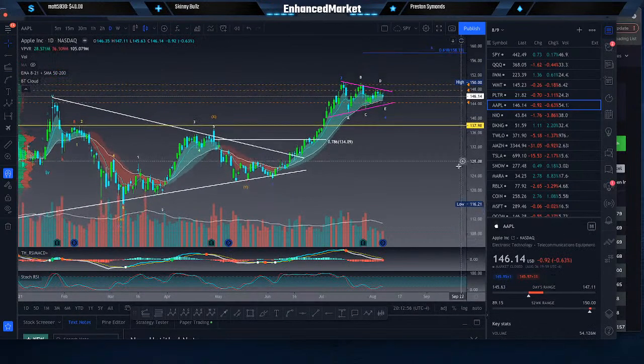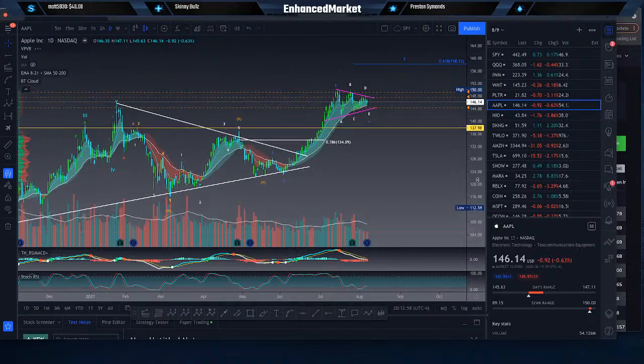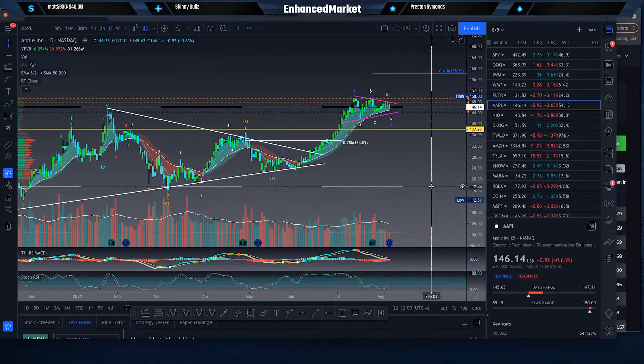All right. Apple is forming a very nice bull flag or bull pennant, whatever you want to call it. It's all the same thing.